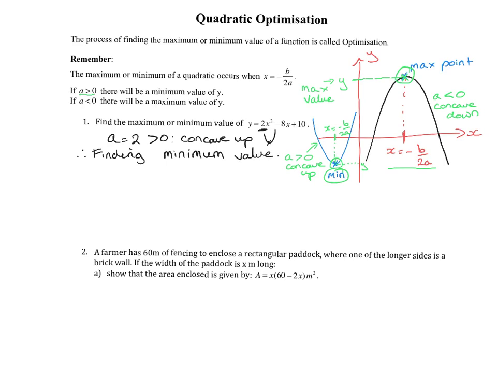Okay, so this concave up parabola does not have a maximum value because it goes upwards forever. On these endpoints, it goes upwards forever. So there is no maximum value. We're just finding a minimum value.